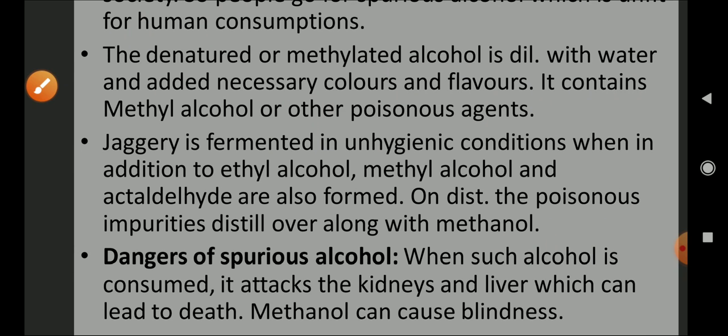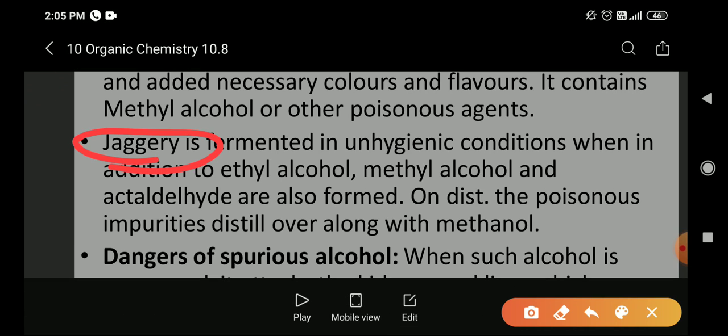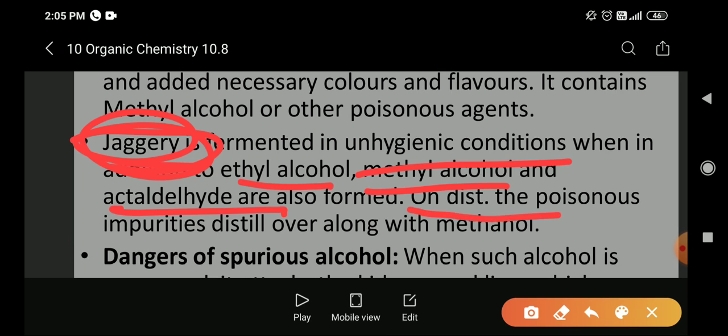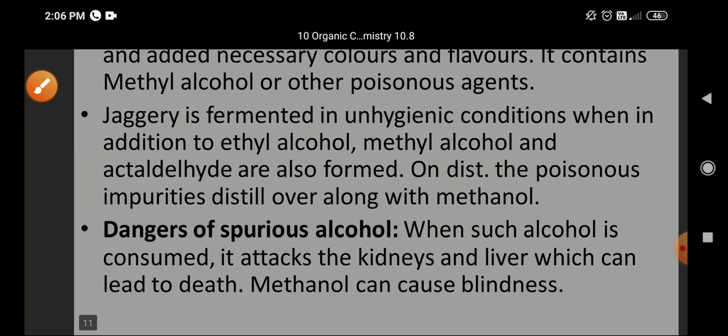Jaggery is fermented in unhygienic conditions, and methyl alcohol and acetaldehyde are also formed. So here they are making it with the help of jaggery. On distillation, the poisonous impurities are distilled over along with the methanol. So all these poisonous things are also added with it.